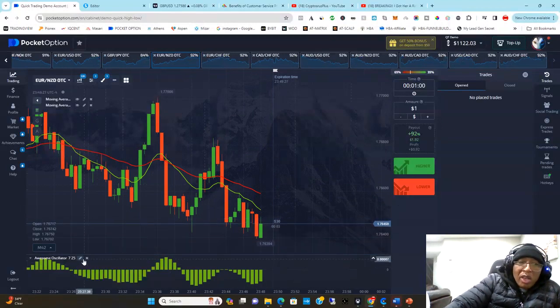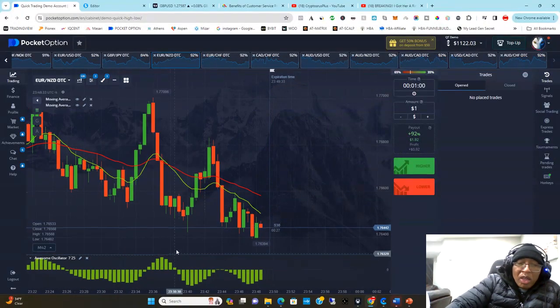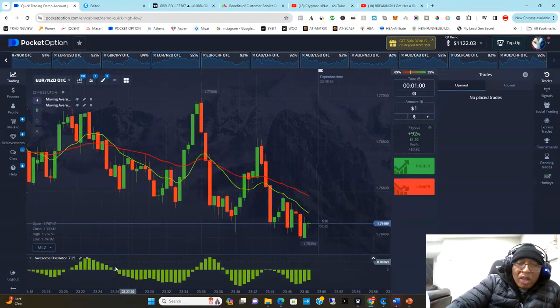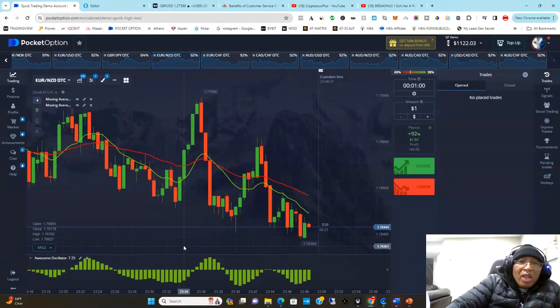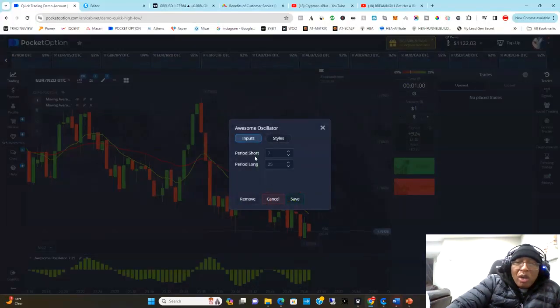And then down here, we have another indicator. So you come right here and you click the Awesome Oscillator. Okay, this is an oscillator. They are momentum indicators. They can show you what is going on here. So you come and hit the pencil icon. The short period is 7, the long period is 25. And of course, I change the color to green.